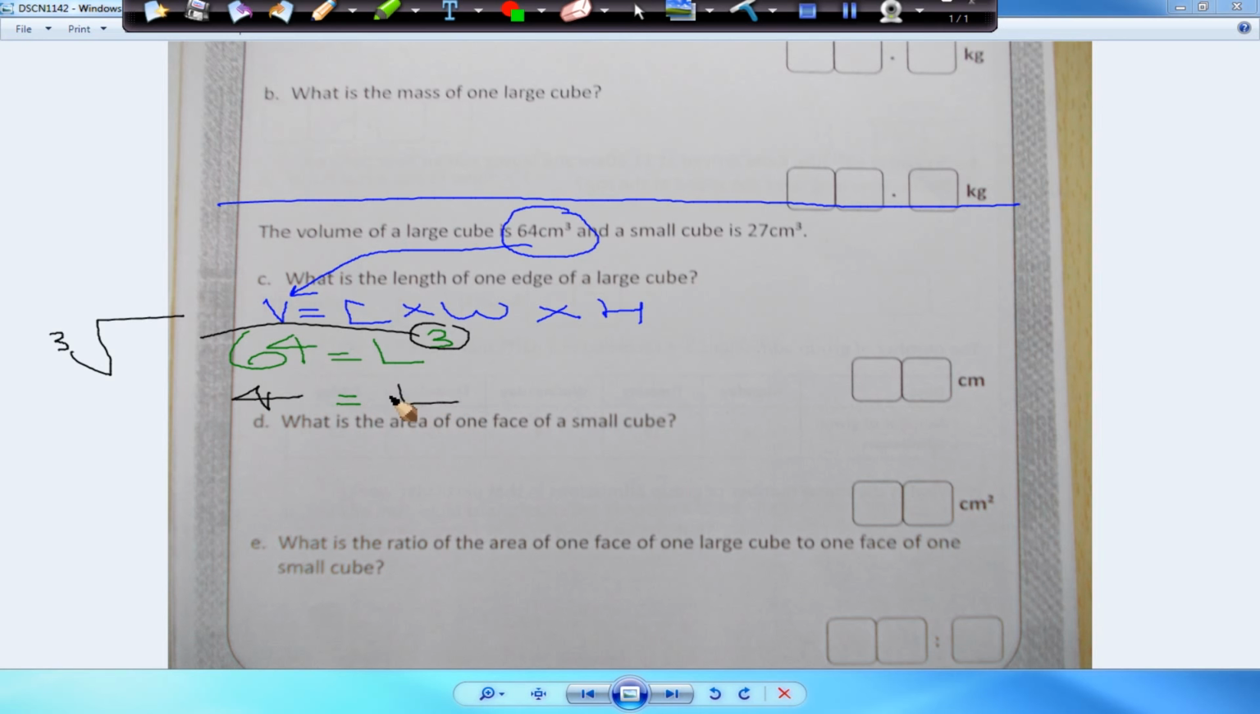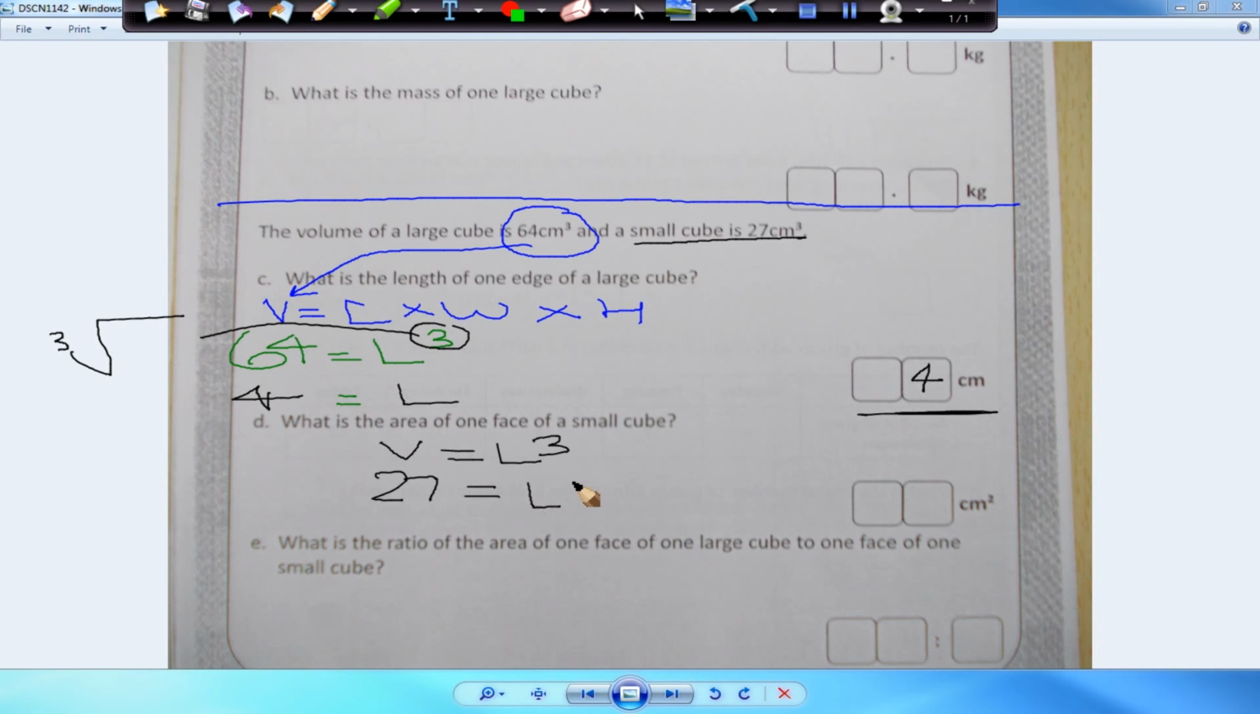So the length for that one would be equal to 4. Okay, and that 4 goes here, even though you got 2 boxes. Okay, what is the area of one face of a small cube? Now we know that the small cube has a volume of 27. So the volume, we said again, is equal to length cubed. So we have the length cubed is 27.